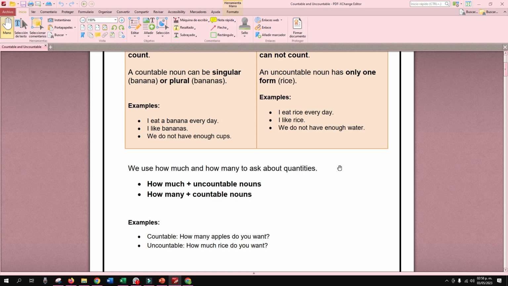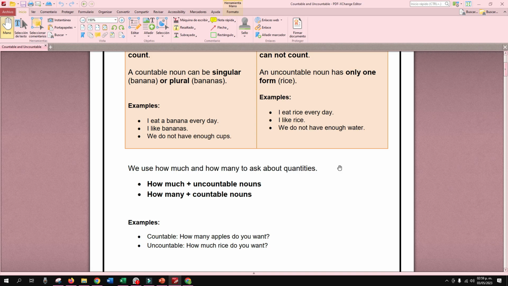Imagine you are in a store buying fruit. You can say, "Hey, how many apples do you want?" So, the structure is how many plus nouns, in this case plural nouns, because that is countable: apples. You can say one apple, two, three, four apples. Also, there you have the auxiliary, the subject, and the verb. So, how many apples do you want?